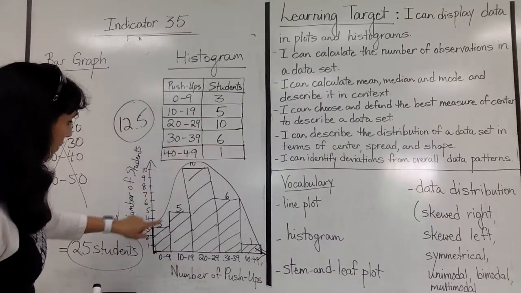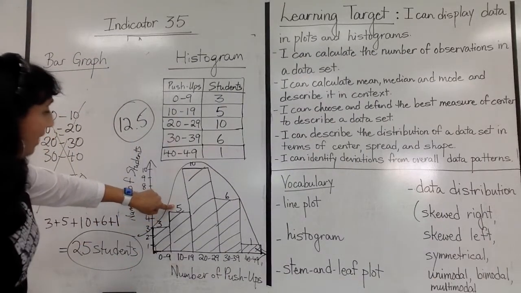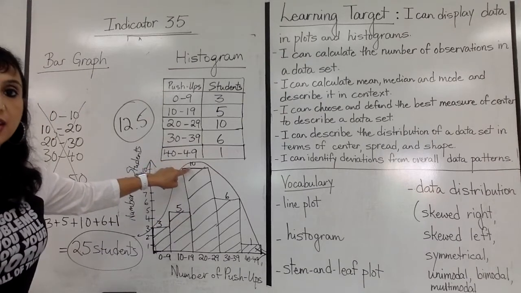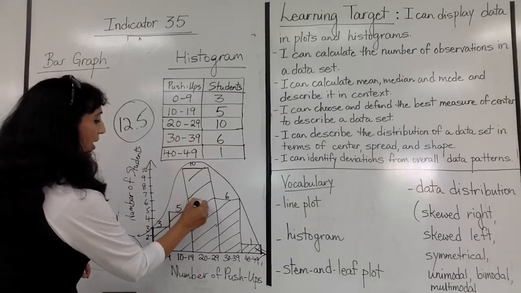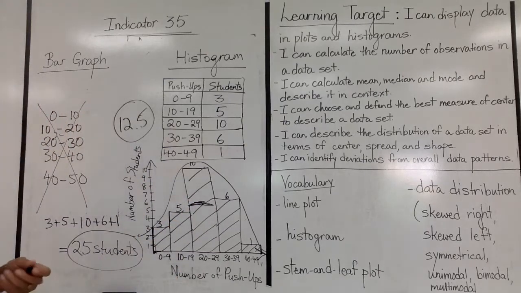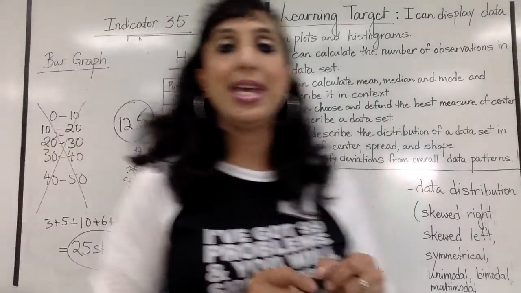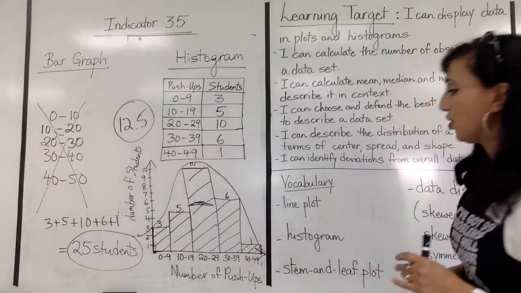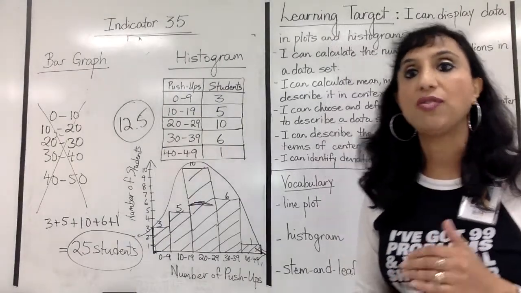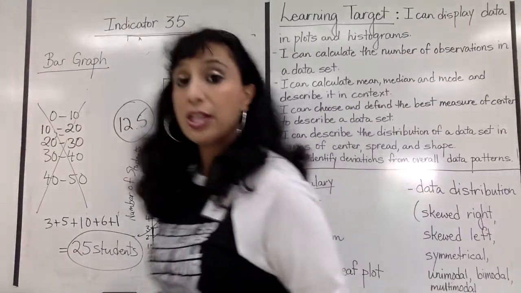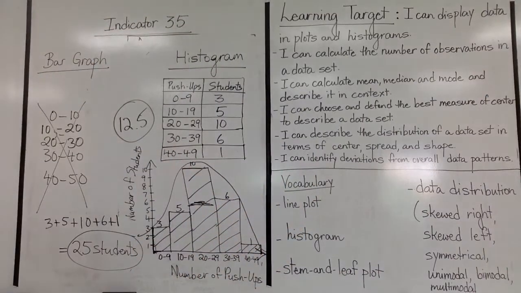Okay, so we have 3 plus 5, which is 8. And then we have 10, which is 18. So guess what? Where is 12 and a half going to fall? Somewhere over here, right? So that is why the median is going to fall in the category of 20 to 29 push-ups. All right. So this is what a histogram is. Now, remember, the height of the bar represents the frequency of the values in the interval.